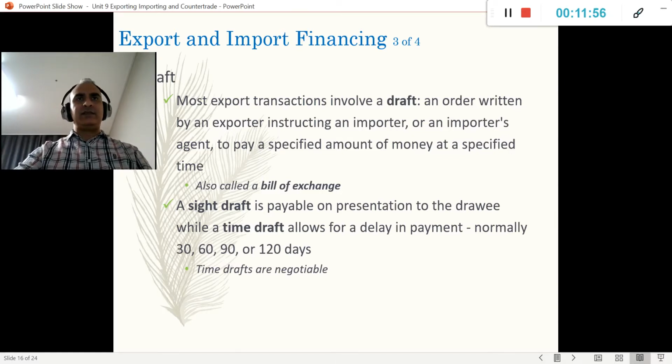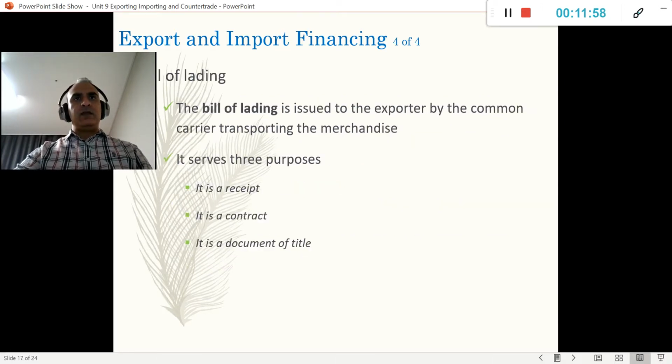when they have to supply, etc. Okay, so here we have the bill of lading, which is issued to the exporter by the common carrier transporting the merchandise. In this case, it serves three purposes: a receipt, a contract, and a document of title. It is mostly used by the exporter, and of course the carrier is the one that deals with all this information, this payment, etc., and all somehow the official documents.